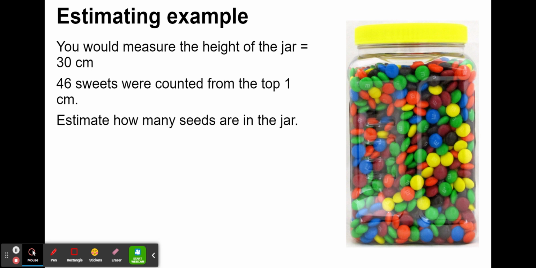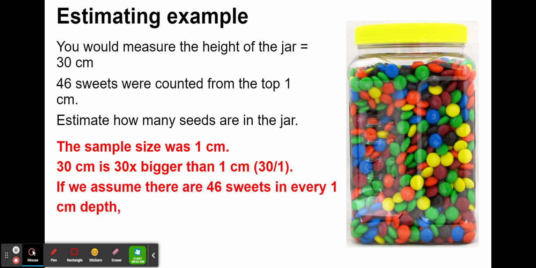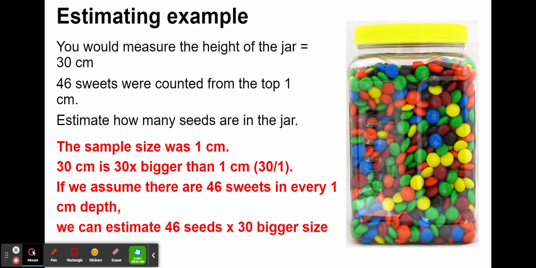What we can then do is use those two figures to calculate how many sweets in total are in the jar. And this is how you would do it. I would say the sample size was the first 1 centimeter. Now, 30 centimeters is 30 times bigger than 1 centimeter. If I counted that there were 46 sweets in the top 1 centimeter, then I could assume that there are roughly 46 sweets in every centimeter. And so what we could do is estimate that by taking 46 sweets and multiplying it by 30, because the jar was 30 times bigger than the sample I took.